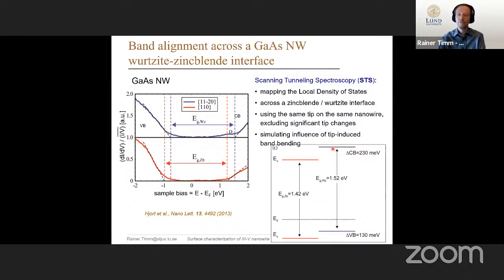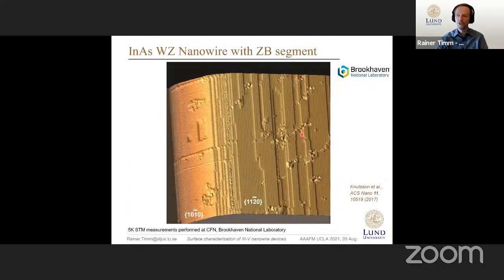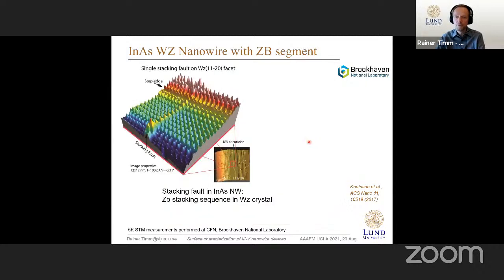How well can we resolve these electronic properties? What is the spatial resolution? If you look here carefully, you can see one stacking fault within this nanowire. Again, this is the growth direction of our nanowire. This is an STM image. You can see atomic rows. This is a hexagonal structure. But in here, we have one atomic double row of zinc blende stacking in this Wurtzite matrix. So that's the smallest possible insertion of a different crystal phase which we can have here.